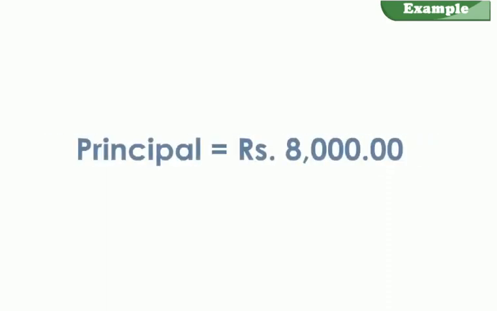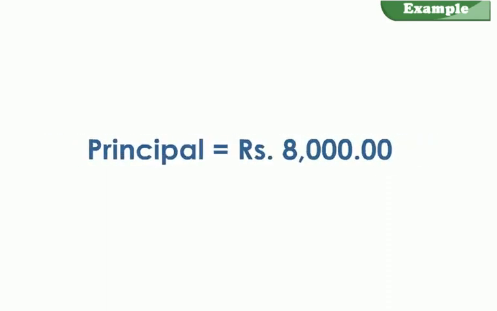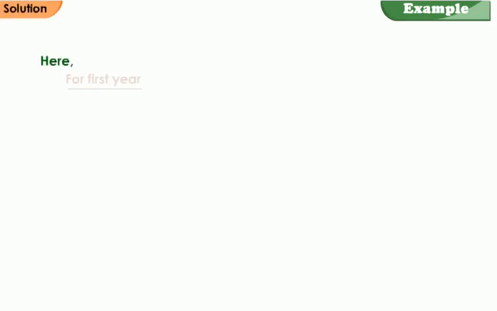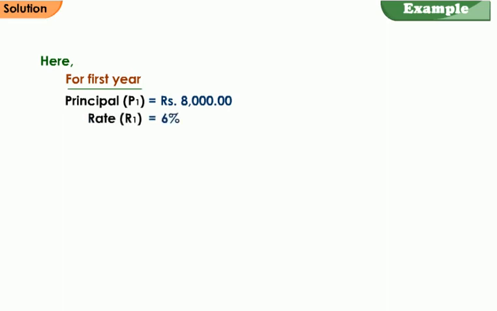Here, for the first year, principal P1 is equal to 8,000. The rate, that is R1, is equal to 6% and time, that is T1, is equal to 1 year. Students, in order to calculate interest, we have the formula I1 equals the product of P1, T1 and R1 divided by 100.